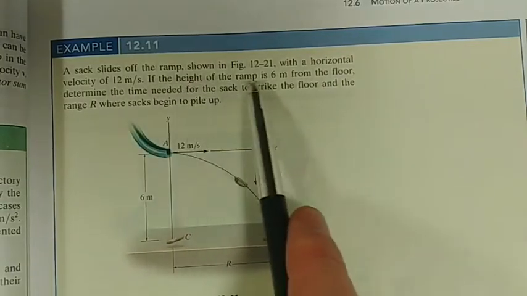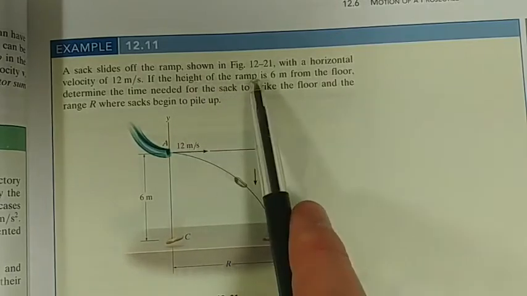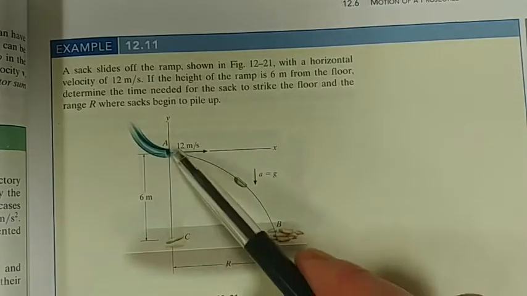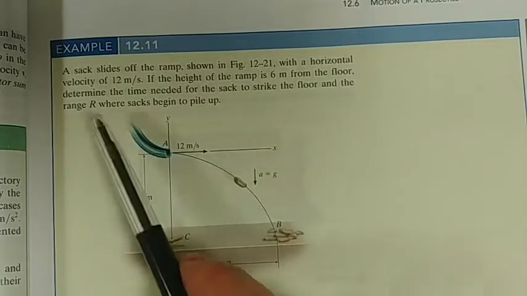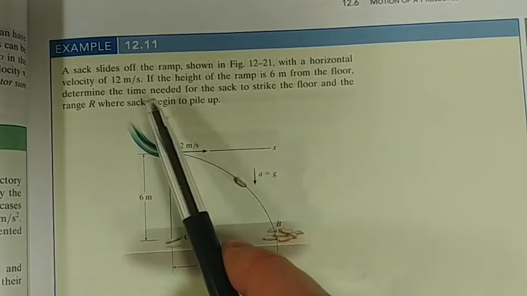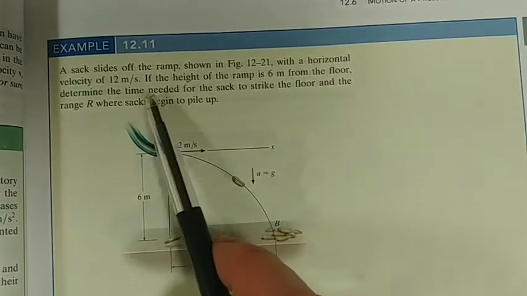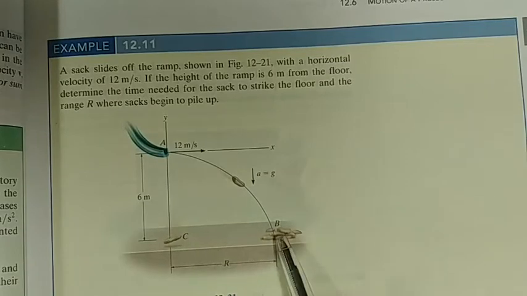If the height of the ramp is 6 meters, oh, what's that? That is some vertical information. So it's 6 meters from the floor. Determine the time. What is time? Time links vertical and horizontal information to each other. The time needed for the sack to strike the floor.